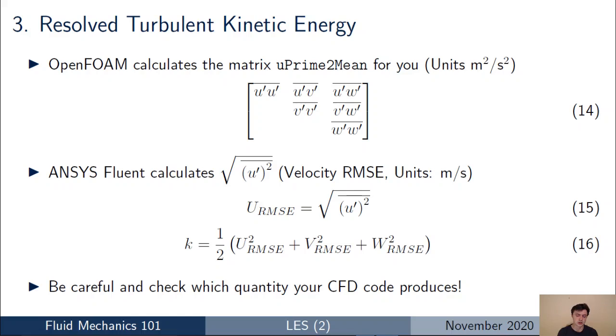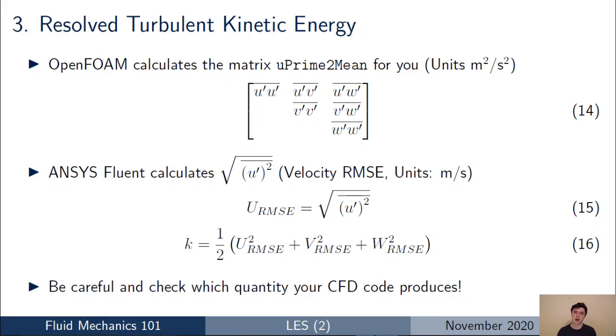Meanwhile, if you're an ANSYS user, you'll see that ANSYS gives you access to quantities such as velocity RMSE, or root mean squared error. And that term has units of meters per second. To understand that term, if you take the square root of U prime squared, that of course is going to have units of velocity, or meters per second. So what ANSYS is doing for you is giving you the square root of each of those terms on the diagonal, which has units of meters per second. And why is this important?